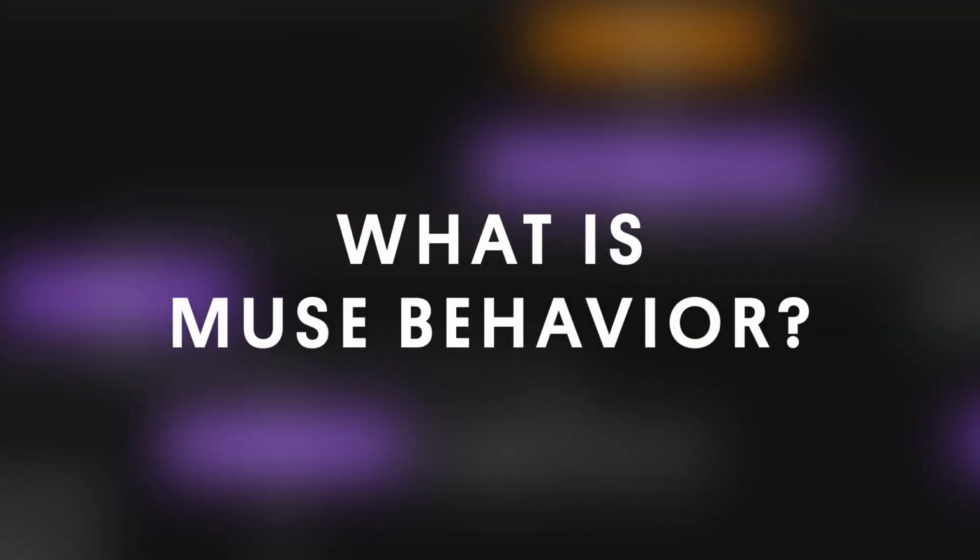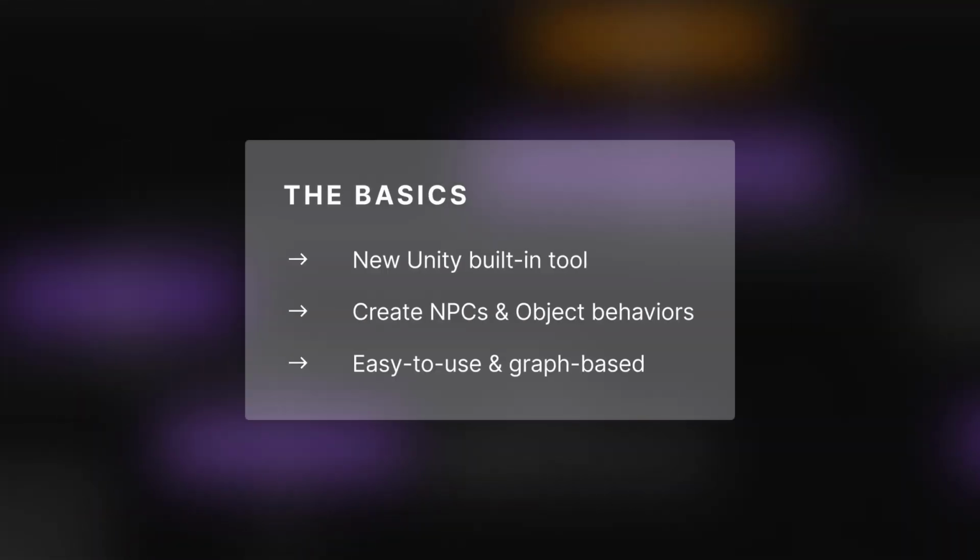Before getting into our little guard example, let's quickly talk about the Muse Behavior tool itself. Muse Behavior is a new tool that Unity is developing to facilitate the implementation of NPCs or object behaviors. Its goal is to offer an easy-to-use visual graph-based interface to allow users to quickly compose and assemble little chunks of behavior and decision-making. At the moment, the Muse Behavior package is still at the experimental stage.